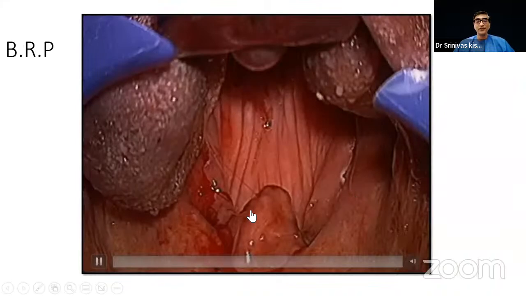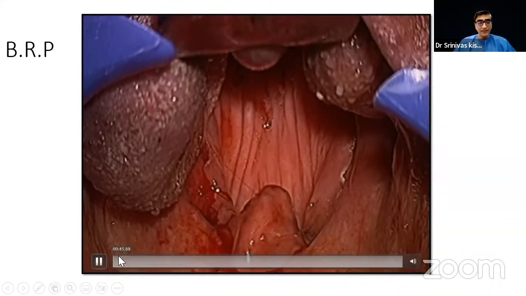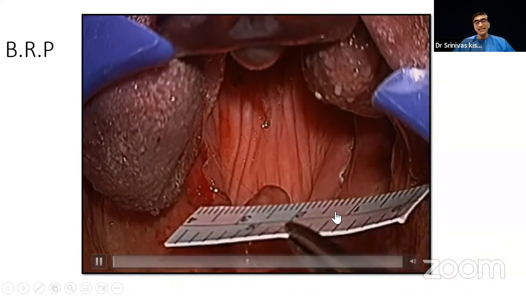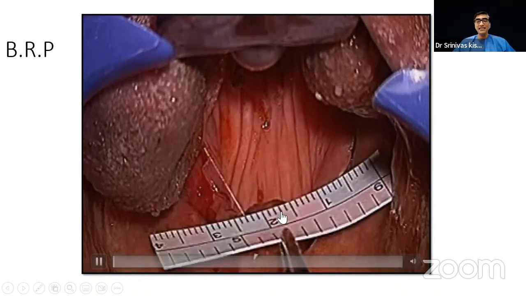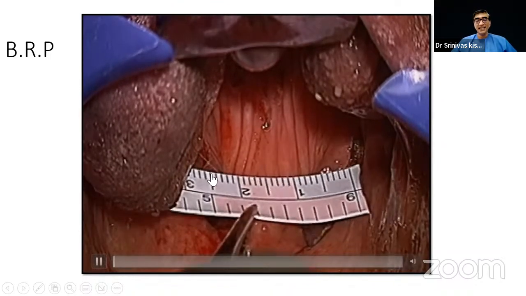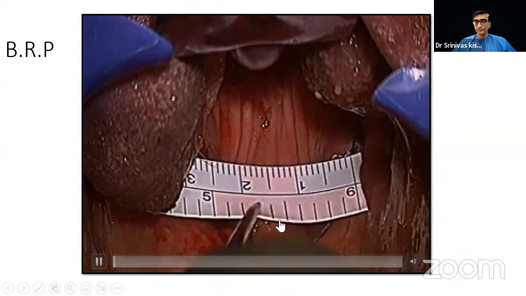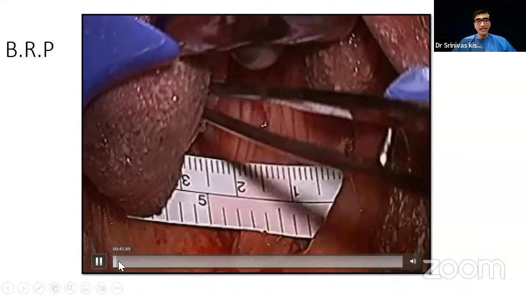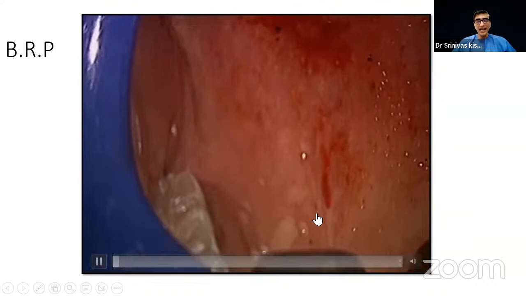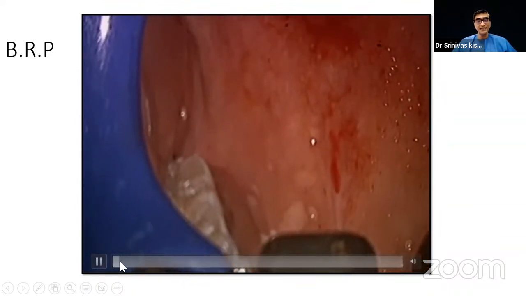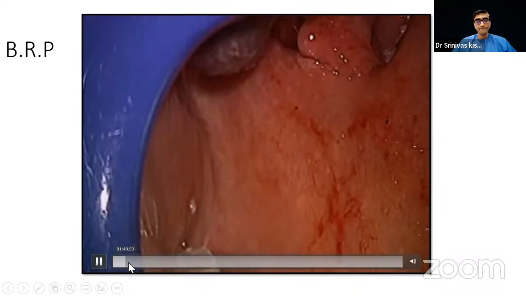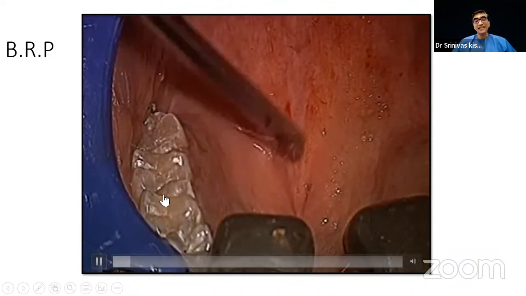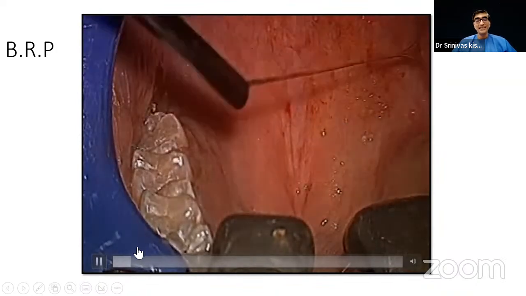Now let's go through the video. This is the posterior pillar. This is the anterior pillar. And we are now measuring the distance between the palatopharyngeus muscle. Once that is done, it's always important that you measure the distance. And this is the junction between the hard and soft palate. It's always better that you infiltrate this area, otherwise you will have bleeds.